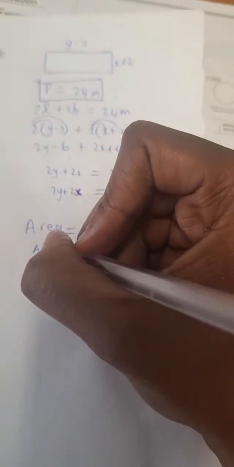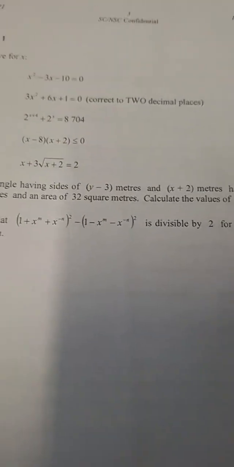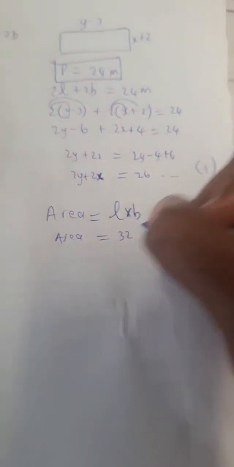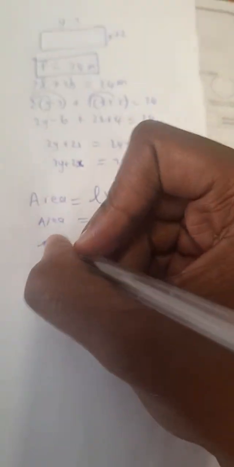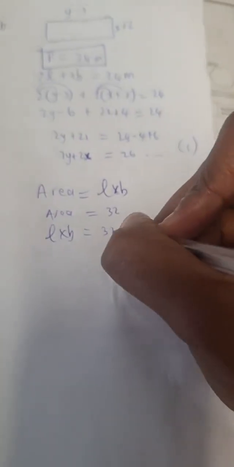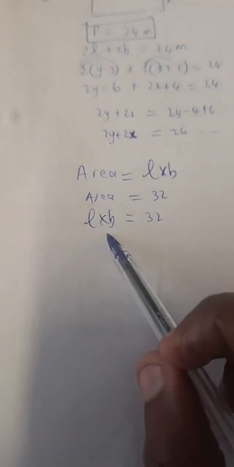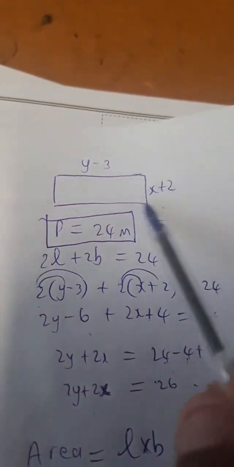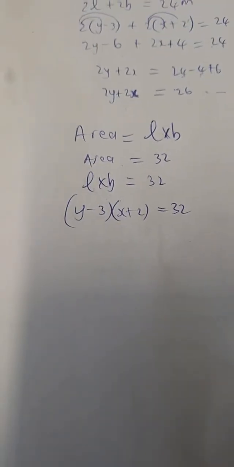So I'm told, according to the question, that the perimeter is 24 meters, but the area of the rectangle is 32 square meters. So I'm going to say area is equal to 32. Then the length times the breadth will give me 32. This is for the rectangle. So in the place of L, I substitute the length, which is y minus 3. And in the place of breadth, I substitute x plus 2 in brackets, which is equal to 32.